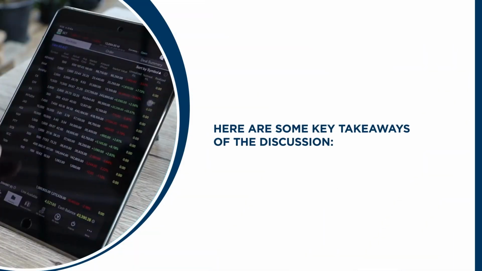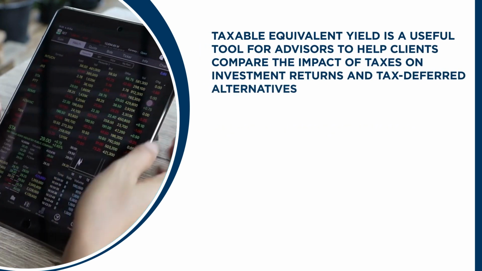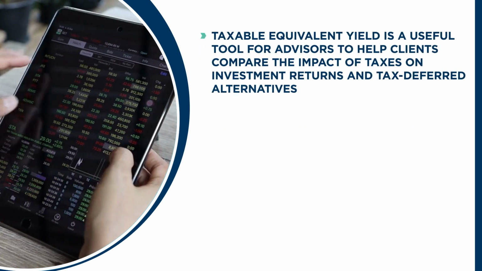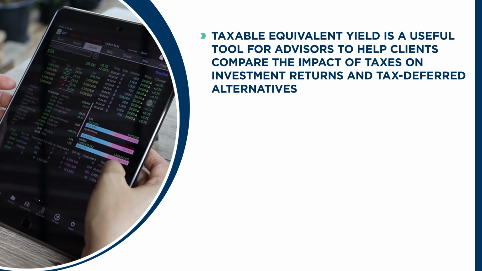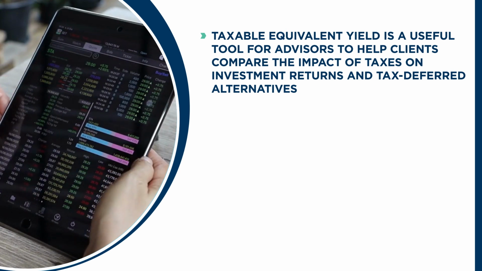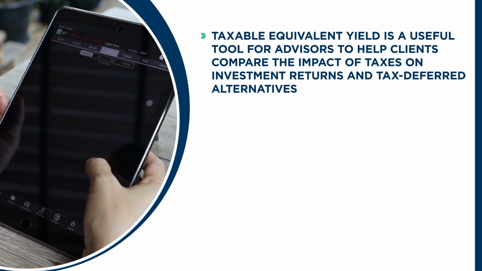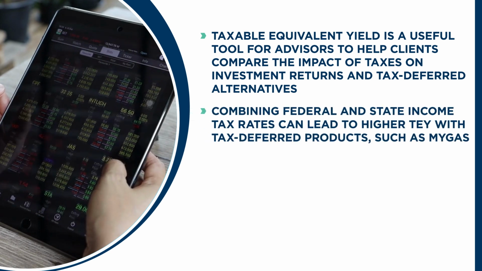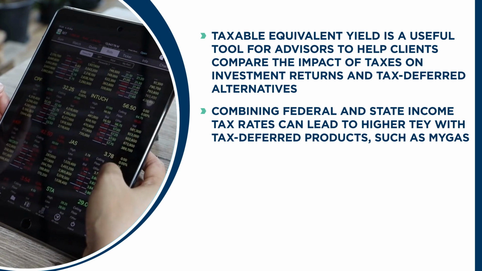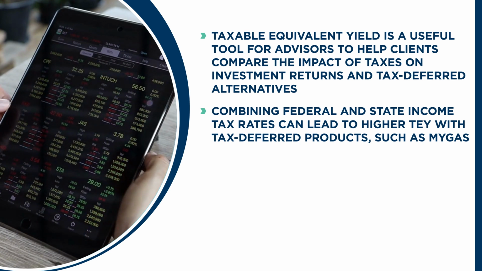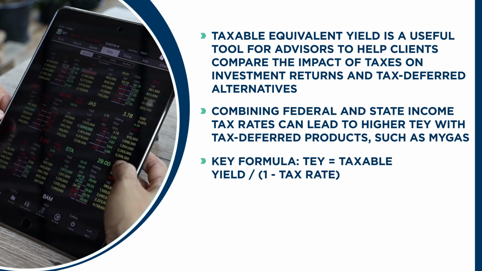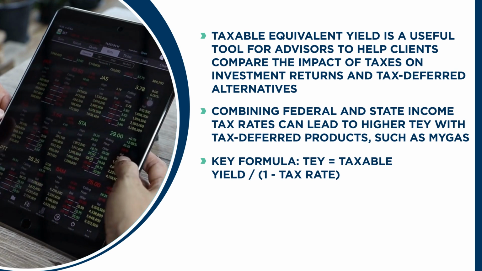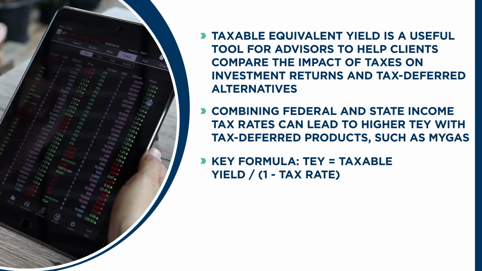Here are some key takeaways of the discussion. Taxable equivalent yield is a useful tool for advisors to help clients compare the impact of taxes on investment returns and tax-deferred alternatives. Combining federal and state income tax rates can lead to higher TEY with tax-deferred products, such as MYGAs. Key formula: TEY equals taxable yield divided by 1 minus the tax rate.